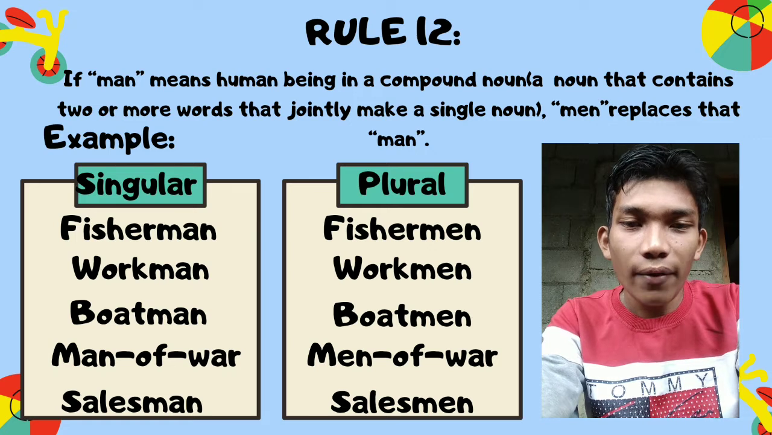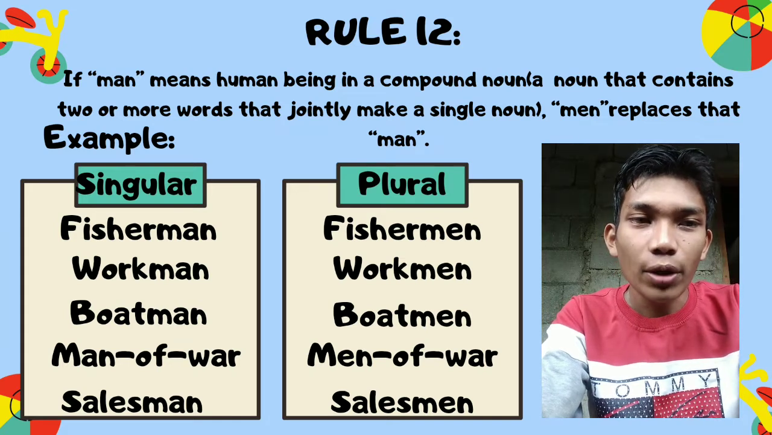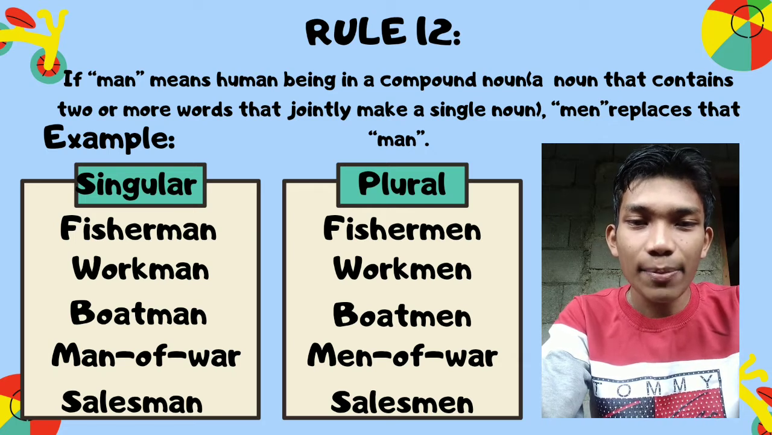Rule number 12. If the word man is being added to the compound noun, we have to change it to men. For example, from fisherman to fishermen, workman to workmen, boatman to boatmen, from man of war to men of war, and salesman to salesmen.